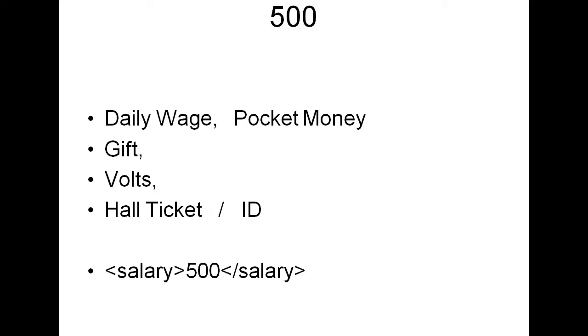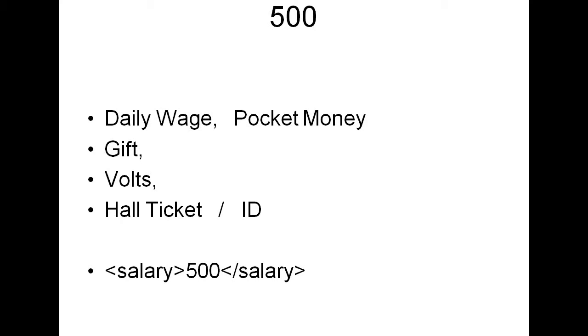Suppose I got some information from the internet, and the data which I got is 500, and by simply seeing 500 I cannot say what sort of data it is. It may be a daily wage, it can be pocket money, it can be a gift amount, or it is a number of volts of electricity, it can be a hall ticket, or it can be an ID.